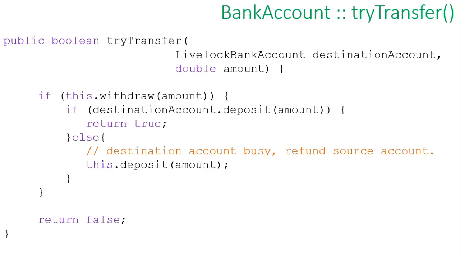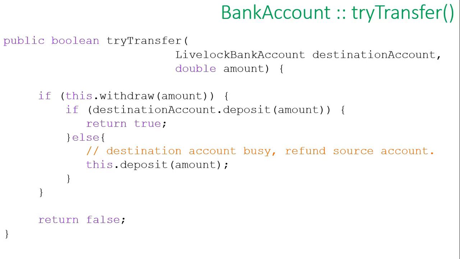Now that we have deposit and withdraw, we can again implement the transfer method. We are going to call it tryTransfer in this case because again we are relying on that tryLock method from the ReentrantLock class. So tryTransfer returns a boolean again telling you if the transfer went through or not. It takes as parameter a LiveLockBankAccount reference, which is a destination account. So it works like the transfer instance method in the previous code example, but not the transfer static method in the first one that we covered in this lecture.